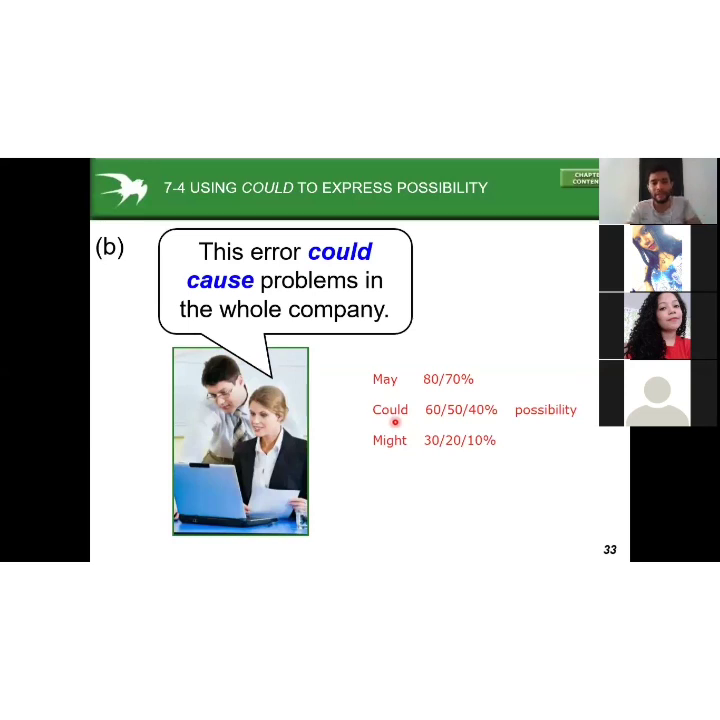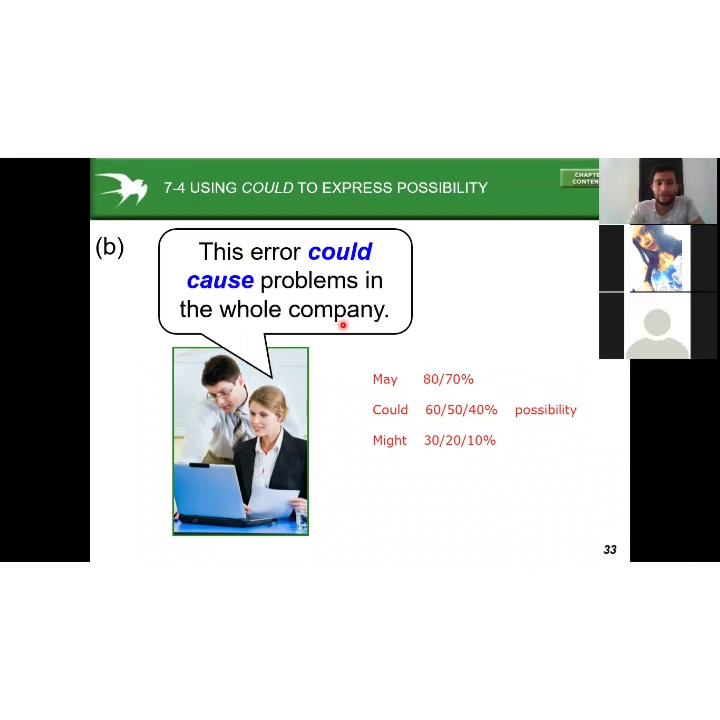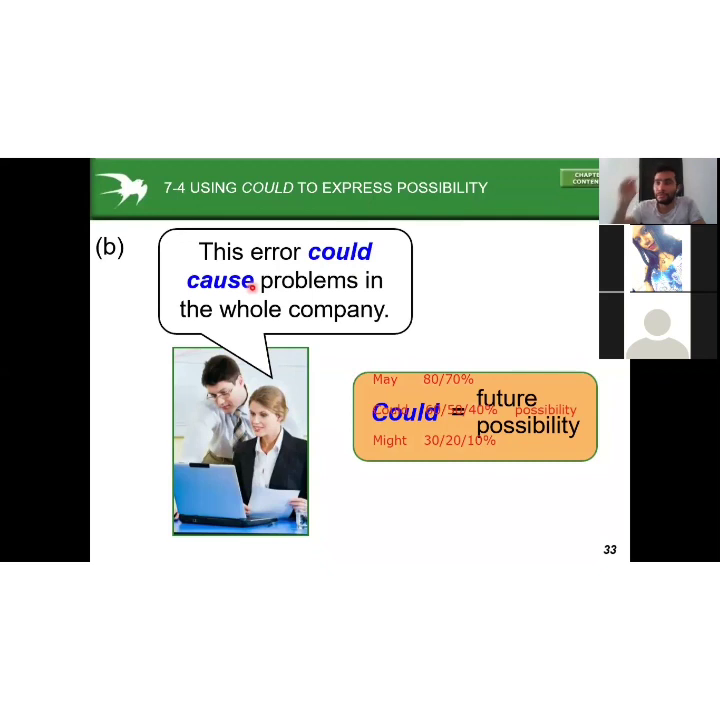It's like 50-50. And what if I say this error might cause problems in the whole company? Is it possible? It's possible that you're not really sure. Maybe the problem that you have is not a big problem, and well, nothing is going to happen, right? So in this case with could, we are foreseeing the future. We're speculating or thinking about the future. So this is a future possibility.